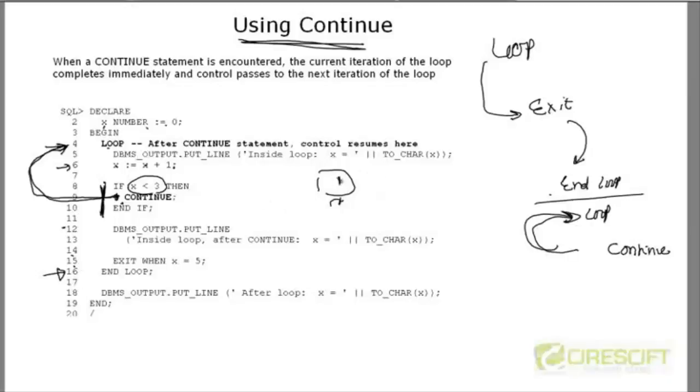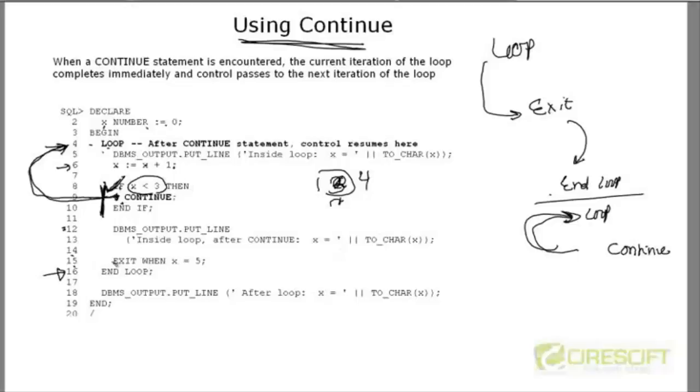Then the value becomes 2. Again, 2 is less than 3. Again, continue, so it comes back to line number 4. Then it becomes 3. Whenever it becomes 4, that means x is no longer less than 3, so this condition is no more going to be true. Therefore, it's going to go to line number 12. Line number 12 is going to print whatever this is, and then the exit.